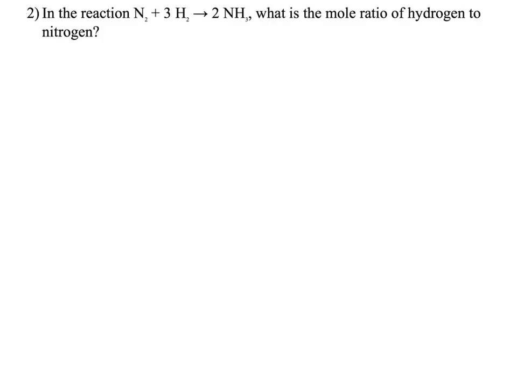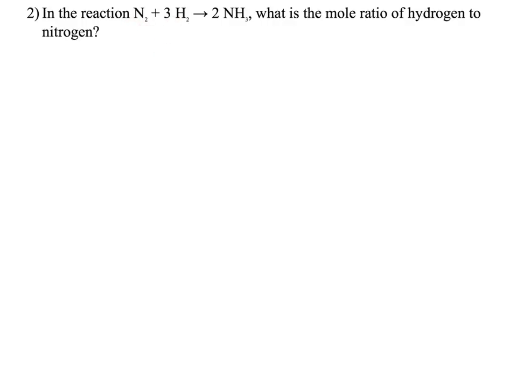Okay, number 2. In the reaction, N2 plus 3H2 yields 2NH3. What is the mole ratio of hydrogen to nitrogen? Okay, so first thing you need to know is you need to know that N2 is nitrogen and that H2 is hydrogen. And if you want to remember NH3 is ammonia, you can. This asks us for the mole ratio of hydrogen to nitrogen, which means that we're only worried about these 2 substances here, nitrogen and hydrogen.